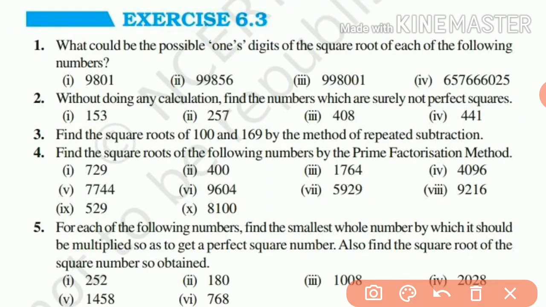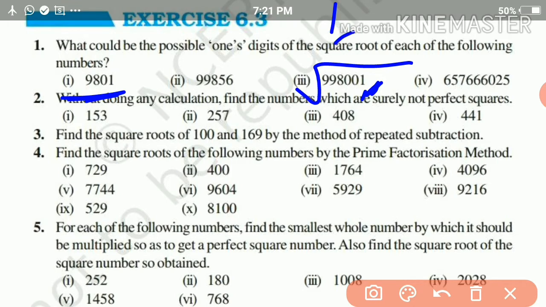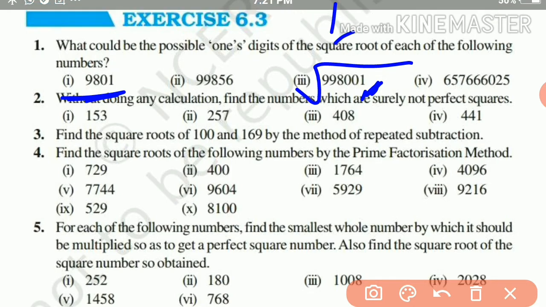Similarly, what will be the unit digits when we find the square root of this number? Here the unit place is 1, so this question is like the first question. So its answer may be 1 or 9, since the square of 9 is 81. So, 1 and 9.